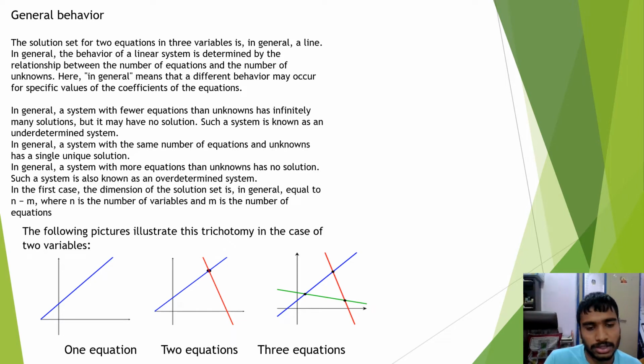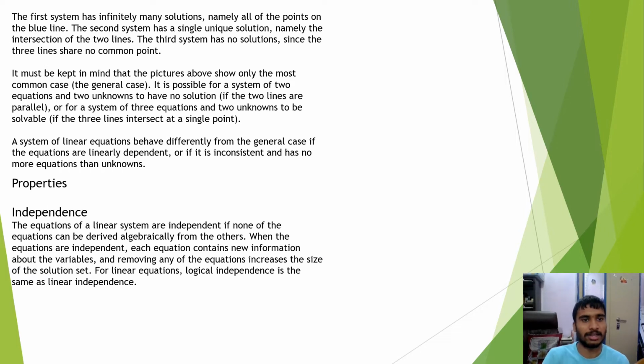The following pictures illustrate this trichotomy in the case of two variables. The first system has infinitely many solutions, namely all of the points on the blue line. The second system has a single unique solution, namely the intersection of the two lines. The third system has no solution since the three lines share no common point.